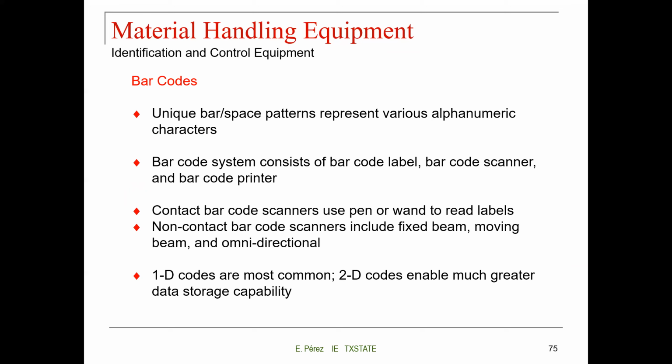So barcodes are, as I mentioned earlier, unique bar and space patterns that represent various alphanumeric characters. A barcode system consists of a barcode label, barcode scanner, and barcode printer. Contact barcode scanners use a pen or wand to read the labels. No-contact barcode scanners include fixed beam, moving beam, and omnidirectional. One-dimensional codes are most common. 2D codes enable much greater data storage capability.